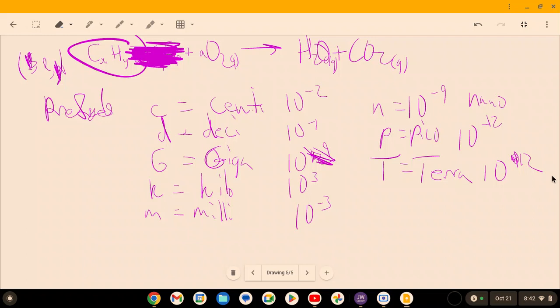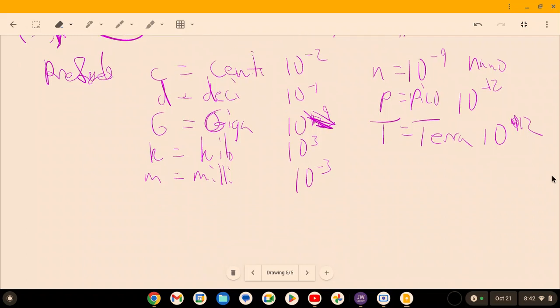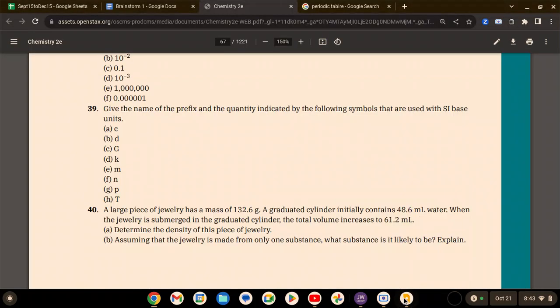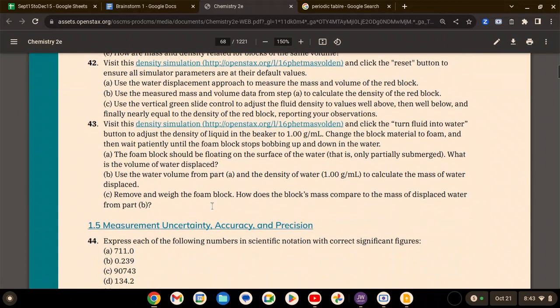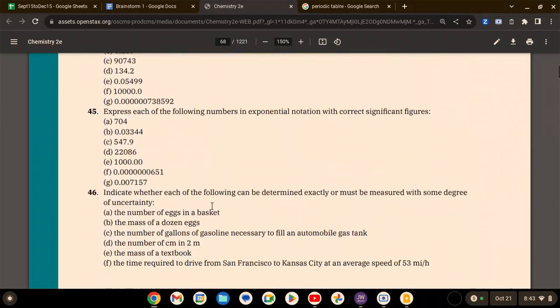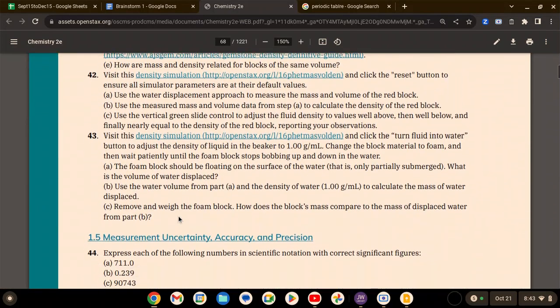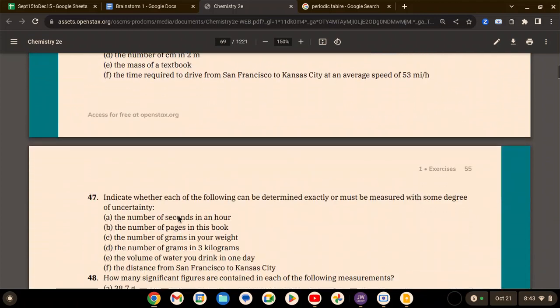Okay, that was 39, so 43. I'm not going to do that one. I don't feel like looking at any simulations. So 47.